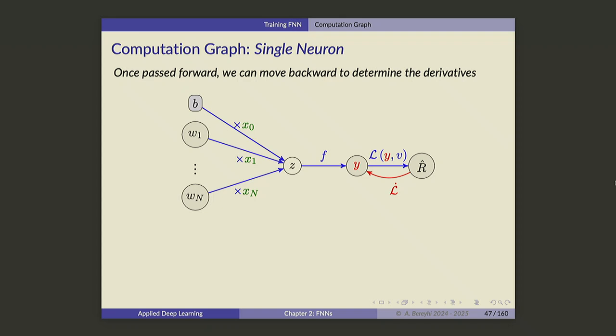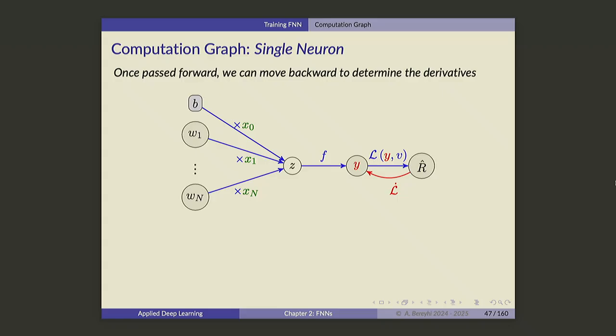If the loss is known, I can do this. Say, for instance, the loss is defined to be simply the squared error. So it means that I compute the loss, the r hat, as y minus the true label v, squared. Say this is my loss function, right?